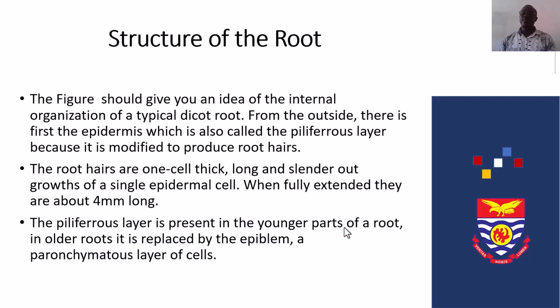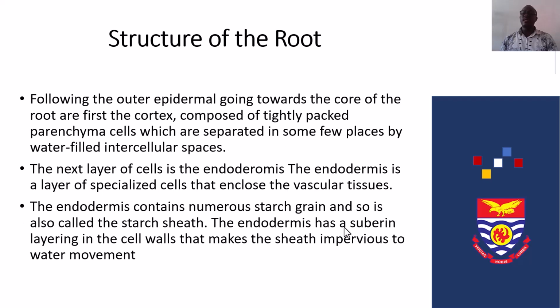From the outside, there is first the epidermis, which is also called the piliferous layer because it is modified to produce root hairs. The root hairs are 1 cell thick, long and slender outgrowths of a single epidermal cell. When fully extended, they are about 4 millimeters long. The piliferous layer is present in the younger parts of a root. In older roots, it is replaced by the epiblem, a parenchymatous layer of cells.